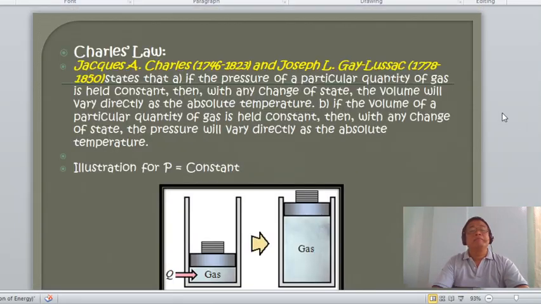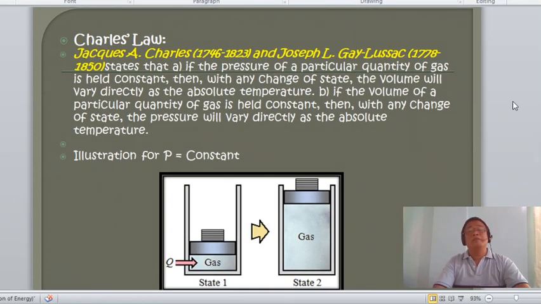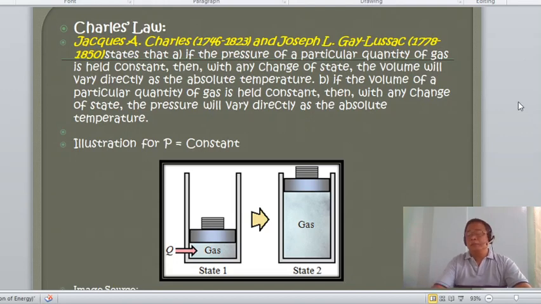Okay? So we have also another law for ideal gas. We have the so-called Charles law. Charles law, of course, was developed by Jacques A. Charles, 1746 to 1823, and the other is Joseph L. Gay-Lussac, 1778 to 1850.